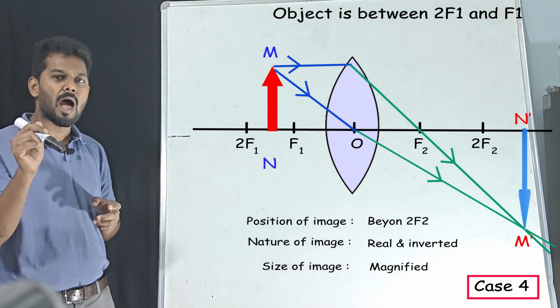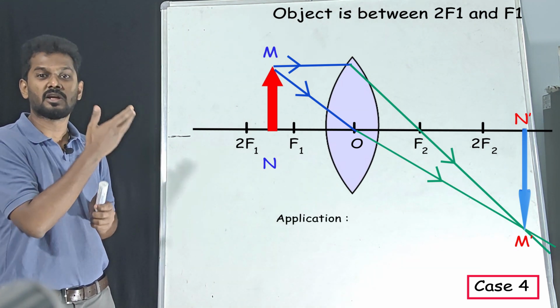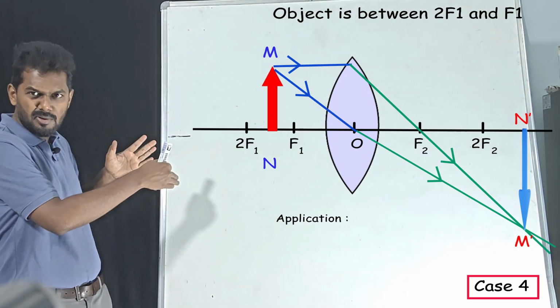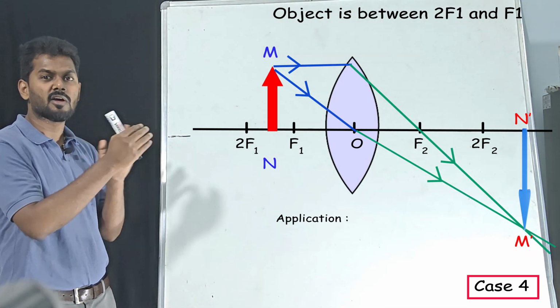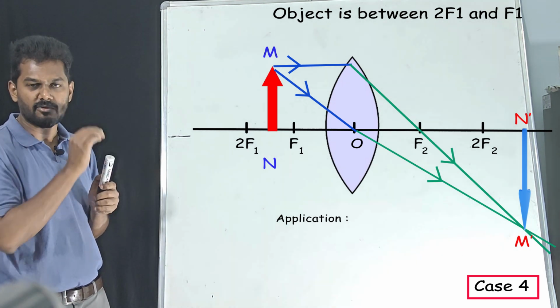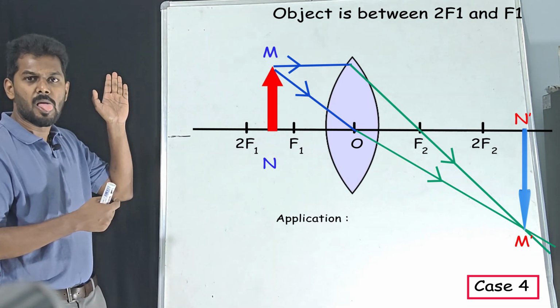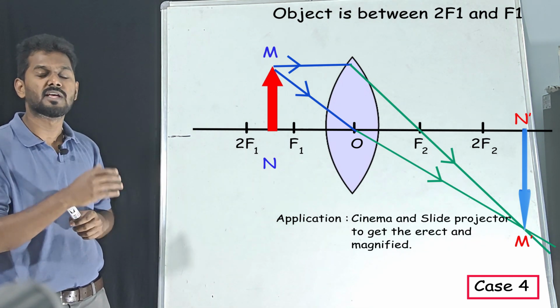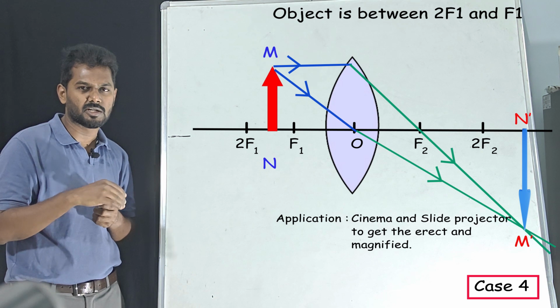Now we will talk about the application. What is the application of these kind of lenses? The lens is the same, but the position of the object is different, and based on that, different applications are there. When you place an object between 2F1 and F1, the application is very simple. It is used as cinema and slide projector.